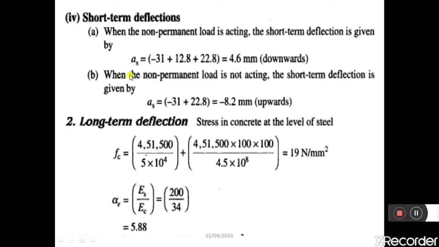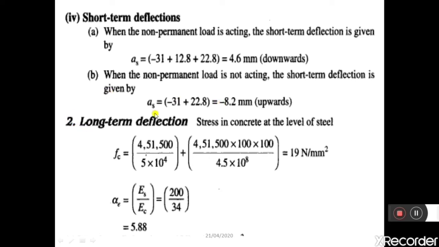So here we have not taken the deflection of live load into consideration. So without taking the deflection of live load into consideration, the deflection of a member is equal to minus 31, this is the deflection due to pre-stress, plus 22.8, this is the deflection due to self weight of a member, that is equal to minus 8.2 mm. So here the negative sign is indicating that the deflection is in upward direction.